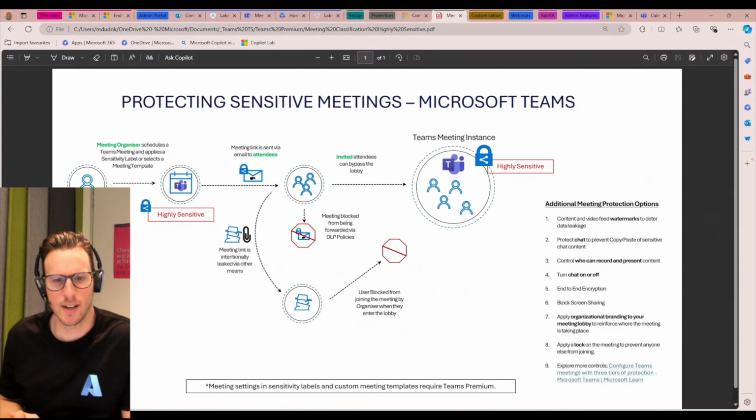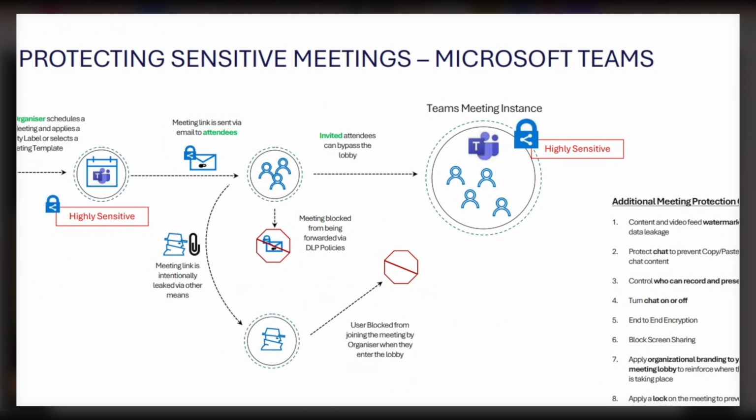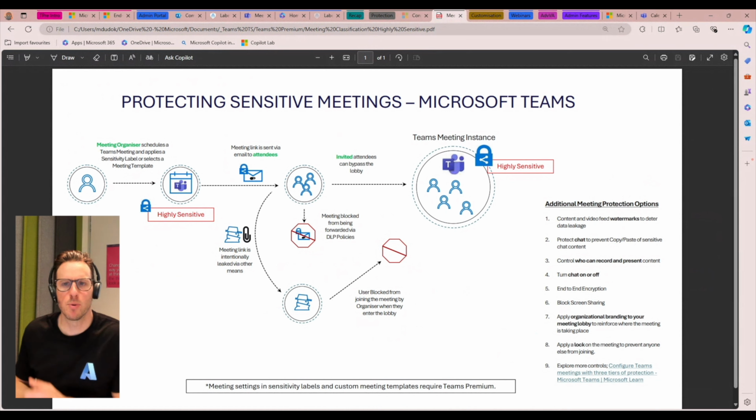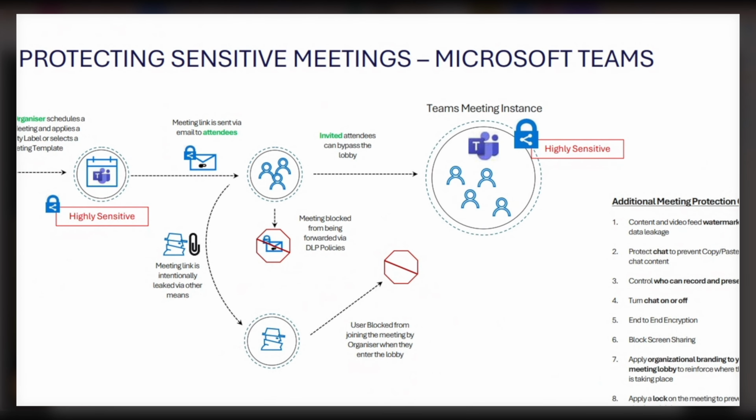I'm going to show a bit of an end-to-end scenario here. This is a diagram that I pulled together that helps me communicate to organizations how this can help from a sensitive meeting perspective. I'm going to start on the left-hand side here, and we've got a meeting organizer who schedules a Teams meeting. They either select a meeting template or apply a sensitivity label. That meeting then becomes highly sensitive. That link is sent via email to the attendees that were listed in the To field, and we can select that anybody who was invited can bypass the lobby.